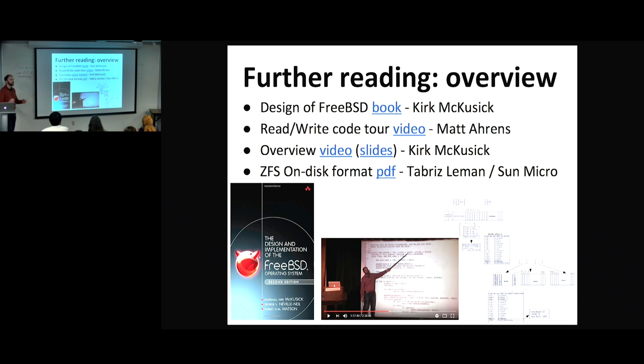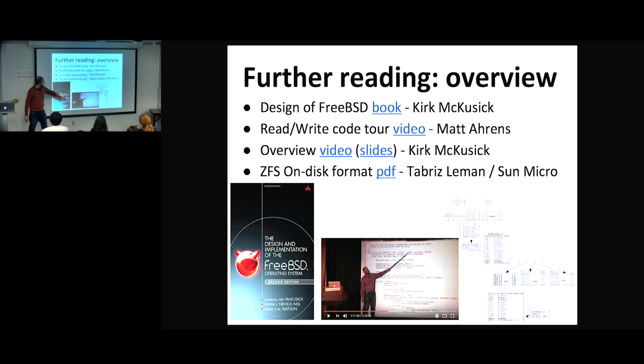If you're more interested in an overview of what ZFS is, and comparing and contrasting it with other file systems, there's a great book written by Kirk McCusick. Kirk actually implemented UFS, which is the original Unix file system. So it's a great honor to have him explain the next generation Unix file system. I worked with him a little bit on that chapter of that book.